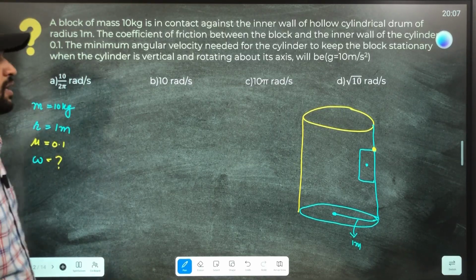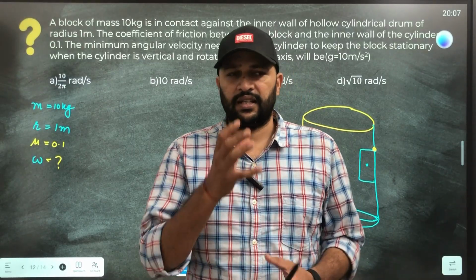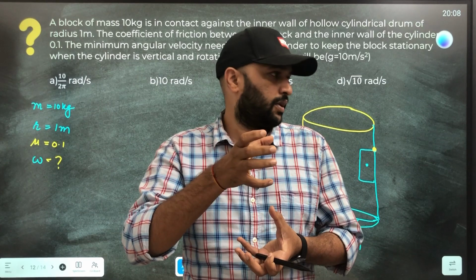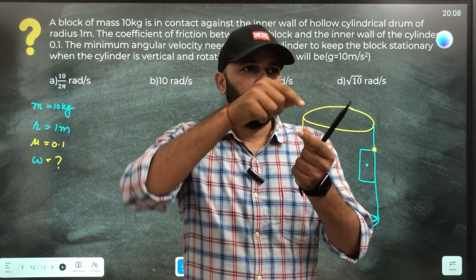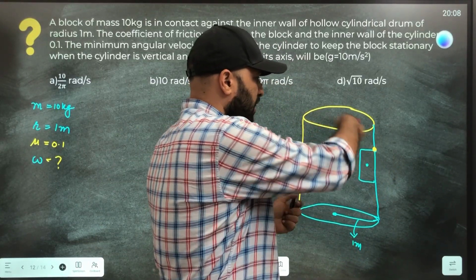Let me explain this question in simple language. Just imagine that there is a bottle, any bottle. I can't find any bottle right now in front of me, so let's say there is a bottle. And at the edge of the bottle, outside the bottle, somewhere you are rotating the bottle.